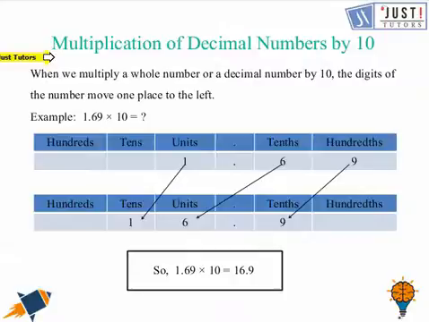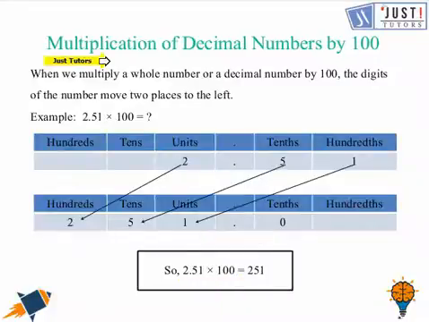Let's move to the next topic, which is multiplication of decimal numbers by 10. So we need to keep in mind that whenever we multiply, we move the digits to the left. And because you're multiplying by 10, we'll be moving the digits by only one place, because we have got only one 0 in 10. Let's start with an example, which is 1.69 times 10. So that is 1.69, which is placed in this place value chart, and then we are multiplying it by 10. So we are shifting the digit one place to the left. So 1, which was in the units place, has come into tens, and then 6, which was in the tenths place, has come into units, and then 9, which was in the hundredths place, has come to tenths. And so the answer is 16.9.